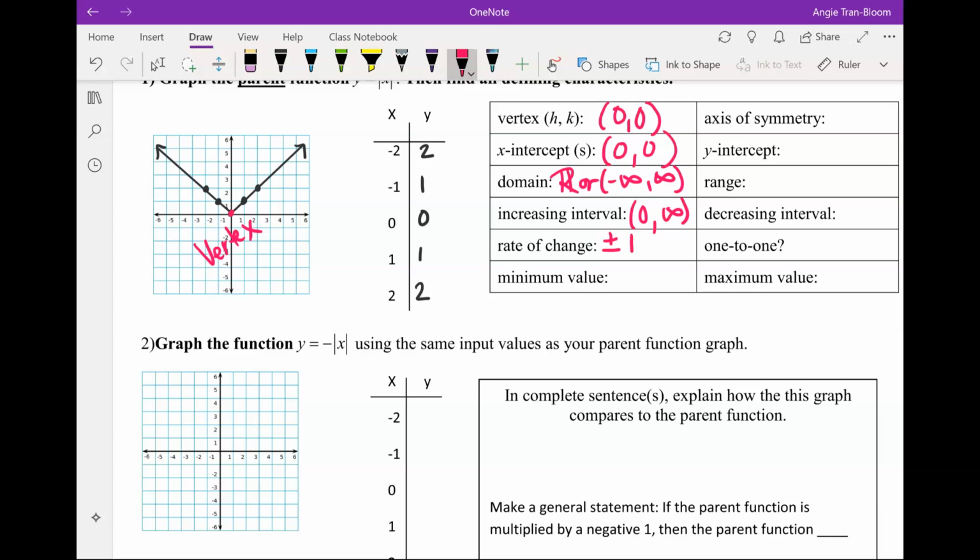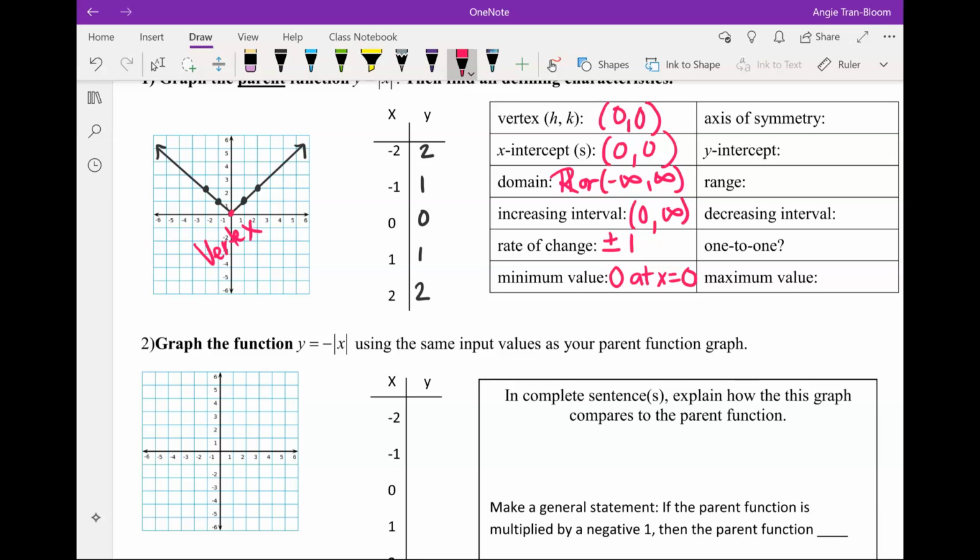Okay. Minimum value is what we use to call the lowest value. Do we have a value of y that's the lowest possible? Yeah, it's 0. So minimum is 0. Minimum is 0 at the location of x equals 0. Normally, for an absolute value, this is also the vertex, okay, if it opens up.